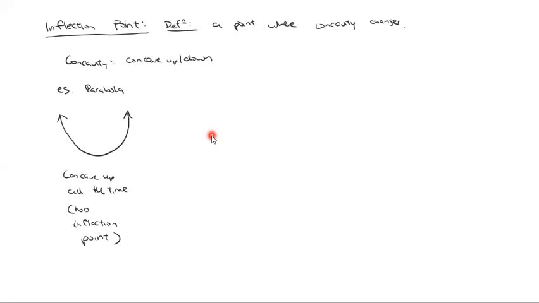So if we take another example of a cubic, then the stock standard cubic would be like this. And if we take a bit of analysis and we look at it, you might say it's concave up or down on the left. Down. And on the right? Up. And so this would be an inflection point.